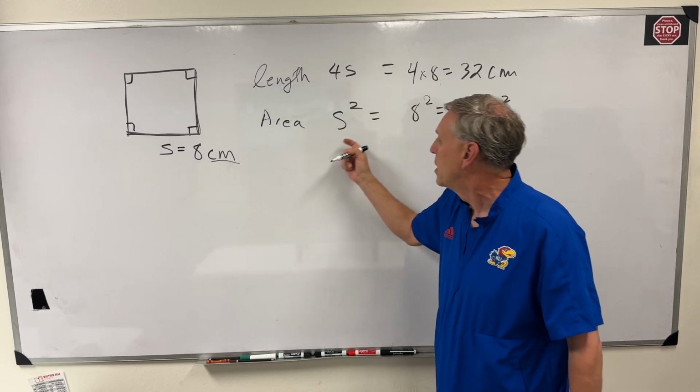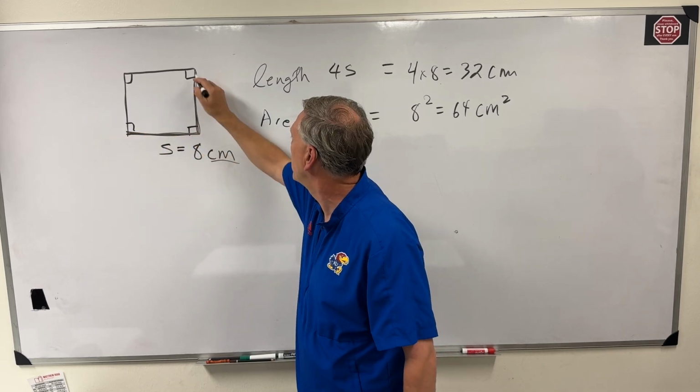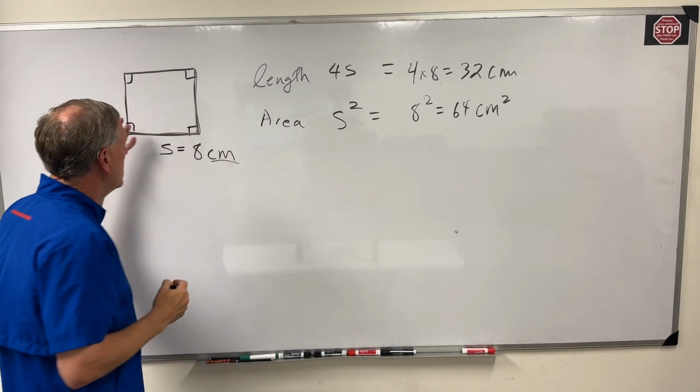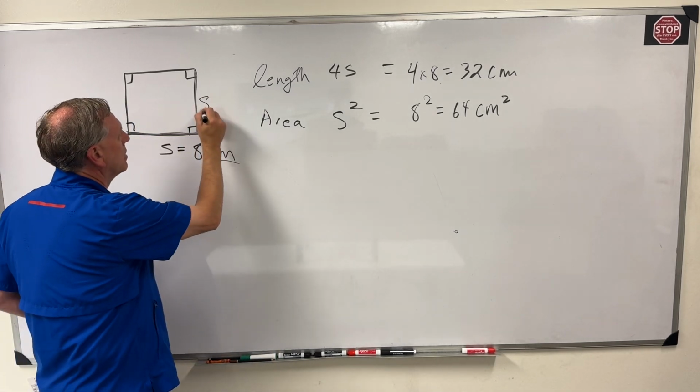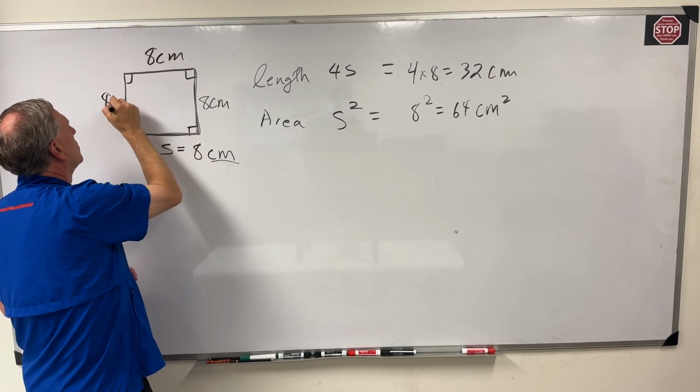For area, it'd be that side squared, or sometimes we say the base times the height in these objects. And that would give us base is 8, and the height is also 8 centimeters. And so we would get that.